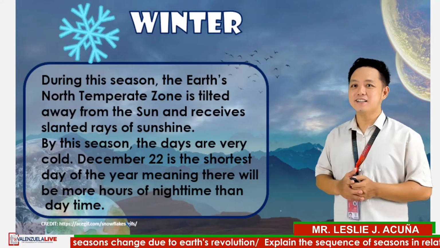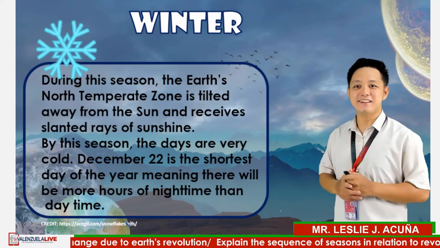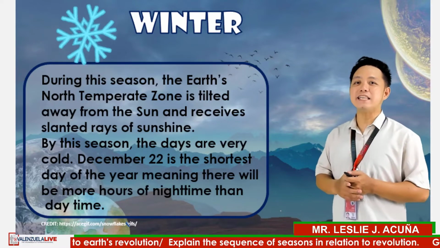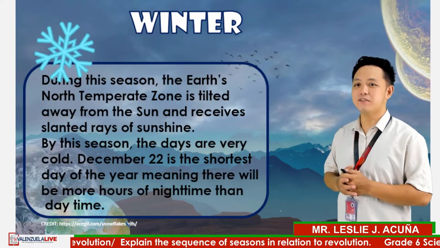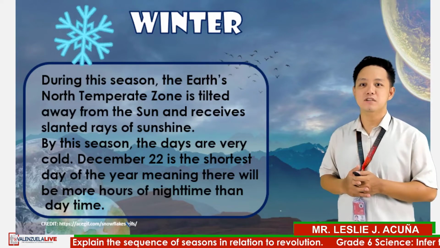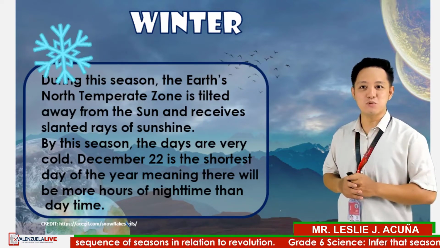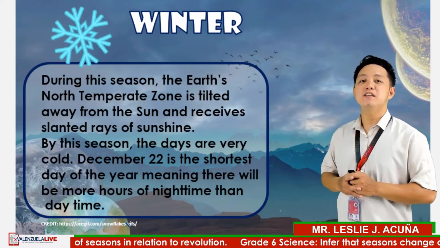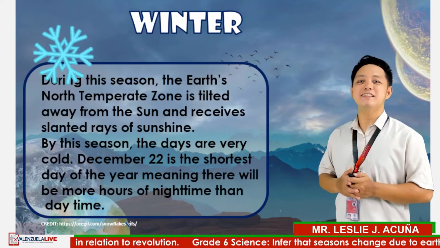The winter solstice. During this season, the Earth's north temperate zone is tilted away from the sun and receives slanted rays of sunshine. So by this season, the days are very cold. December 22 is the shortest day of the year, meaning there will be more hours of nighttime than daytime.